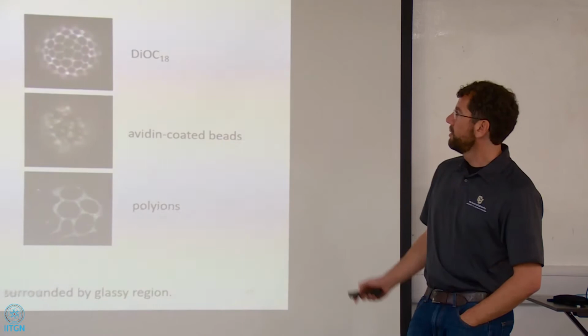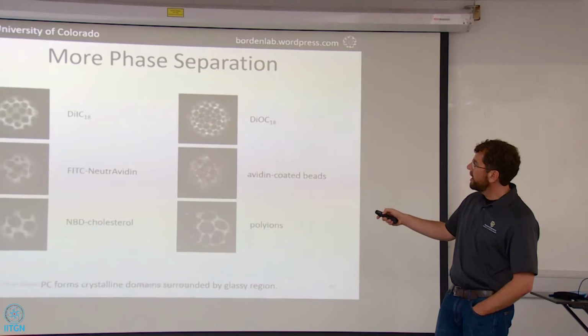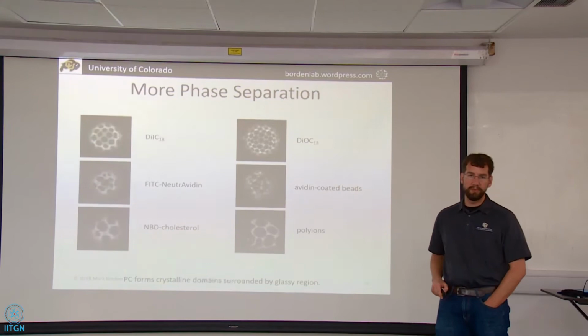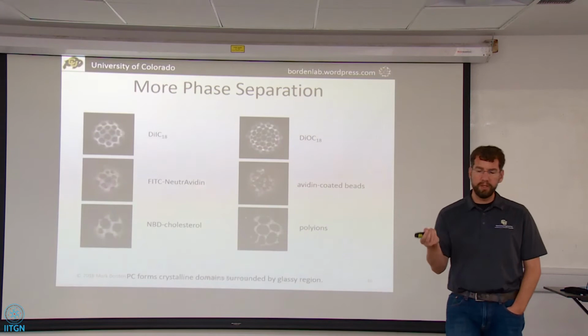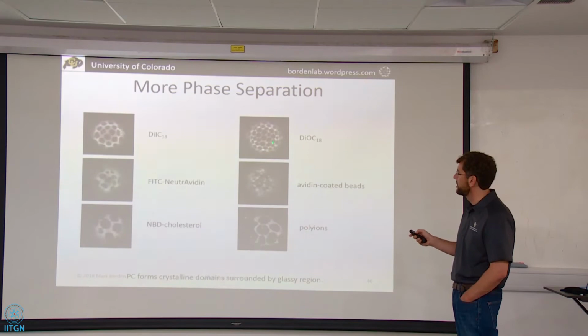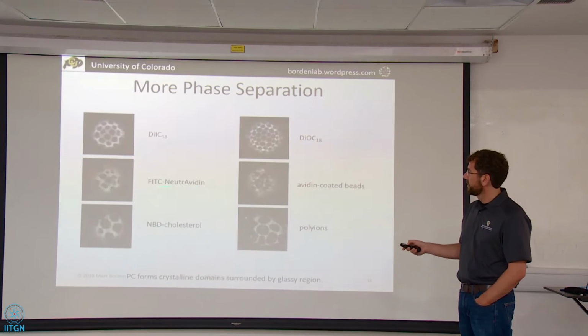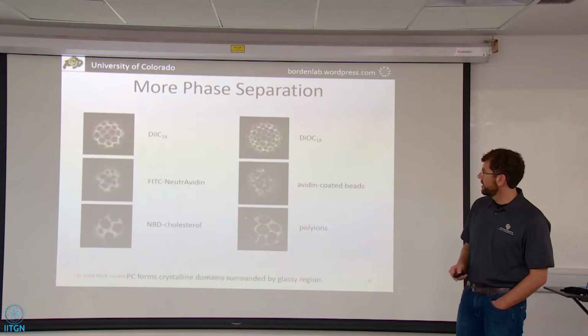We see a lot of different particle materials phase separate. And every kind of fluorophore that we use basically separates in the interdomain region. It's confusing because of DiO and DiI. DiO, I think, is sometimes called a lipid that should go into the gel phase of a bilayer. It actually goes into the interdomain region of the bubble. DiI, DiO, these are just different fluorophores. This is basically a tracer that's binding to the bubble surface. And NBD cholesterol, polyions, and proteins, we always see them phase separated.